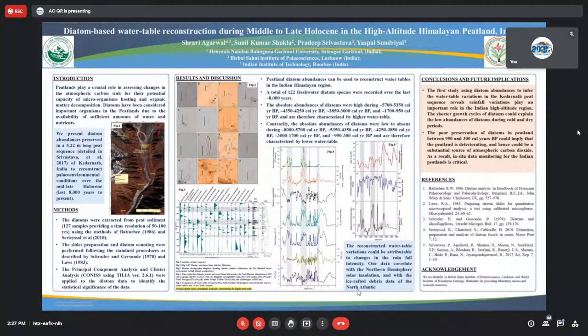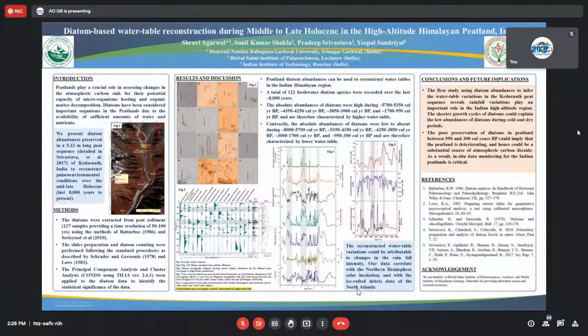Figures 4 and 5 summarize the results of the water table reconstructions, and the diatom abundances also showed correlation with the geochemical proxies, except for a few exceptions. In figures 4 and 5, the vertical shaded regions show the higher water table.